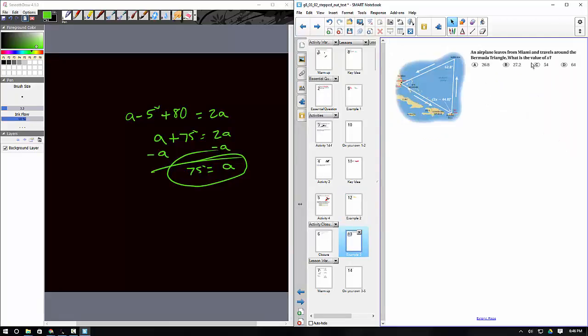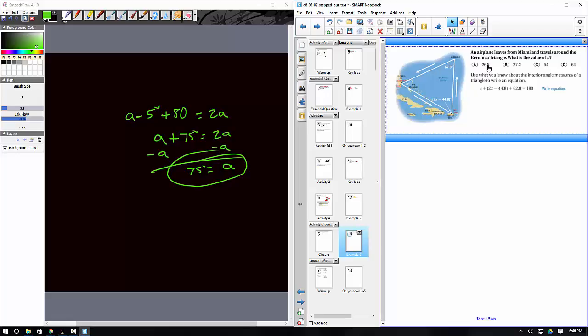If I look at this one, it says an airplane leaves Miami and travels around the Bermuda Triangle. What is the value of x? So I'm going here, and I have pretty much 62.8. I have 2x minus 44.8. We know that all three of these have to add up to 180. So if I add this up, so I'll have 3x, and then once you combine these terms together, and then we'll figure out what that is, equals 180. Do some algebra. And at the end of it, we'll have x equals 54.